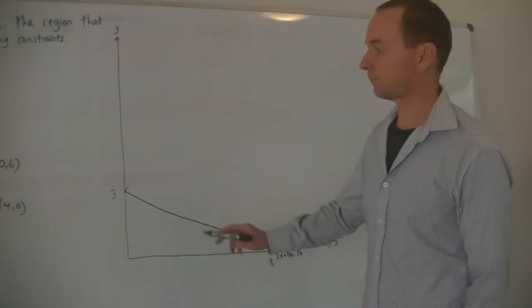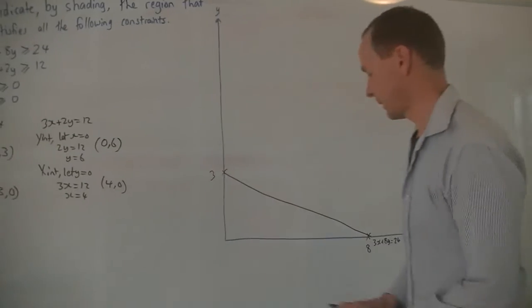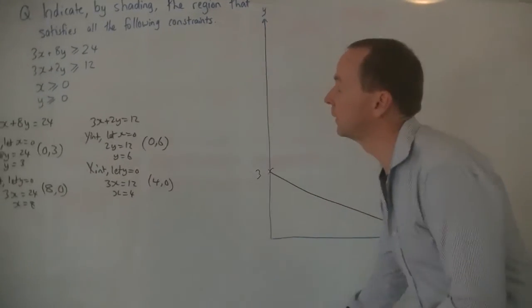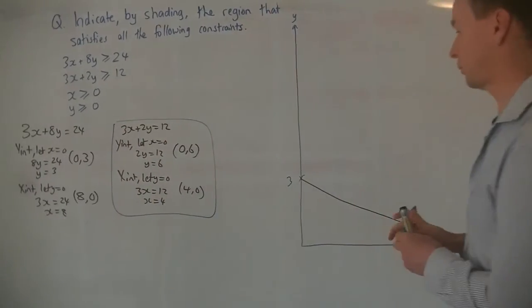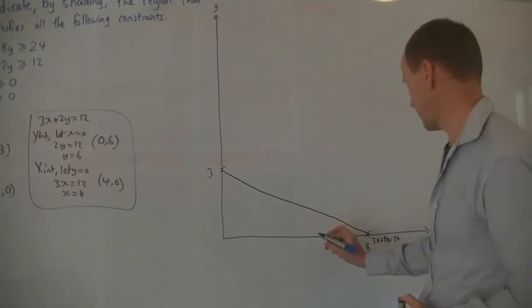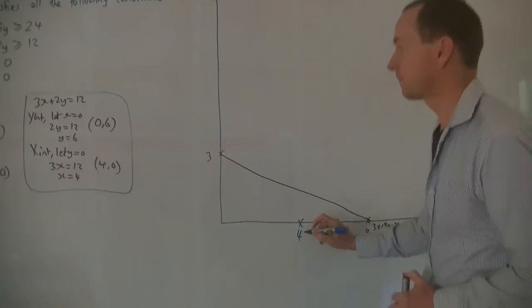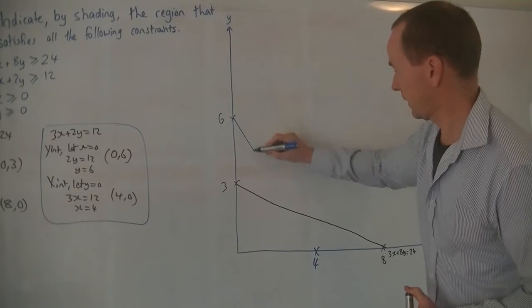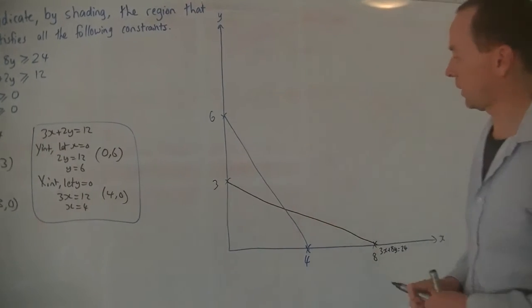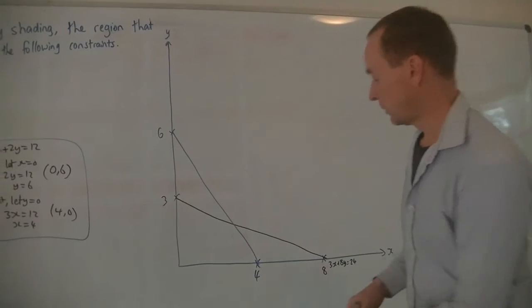Alright, and the next one. We've got 4, 0. I'll do this in another colour. We'll call this one the blue one. Oh, we've already done blue. That's alright, we'll do blue. So we've got 4, 0, so 4 is about there. And 0, 6 is roughly twice as high. And then there's our equation there. Excellent. So we've got those.